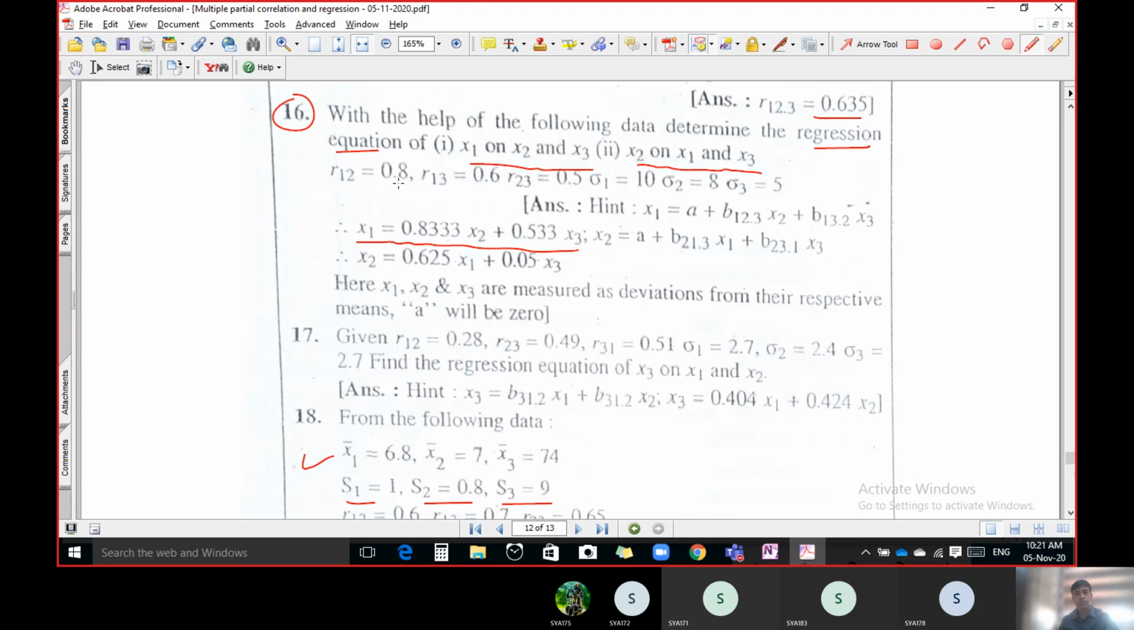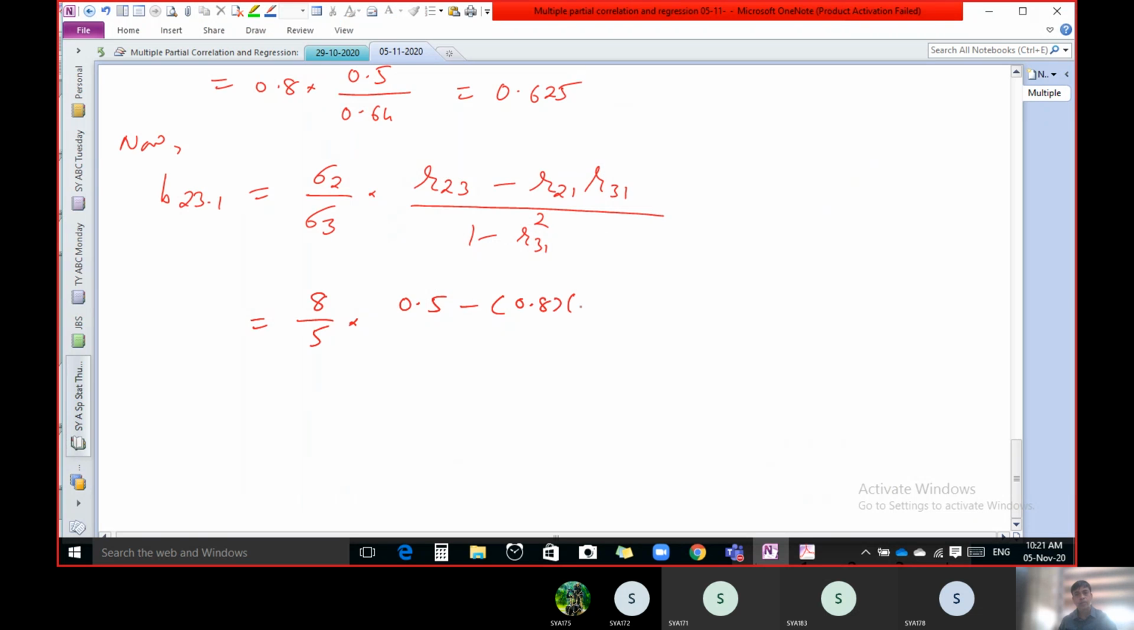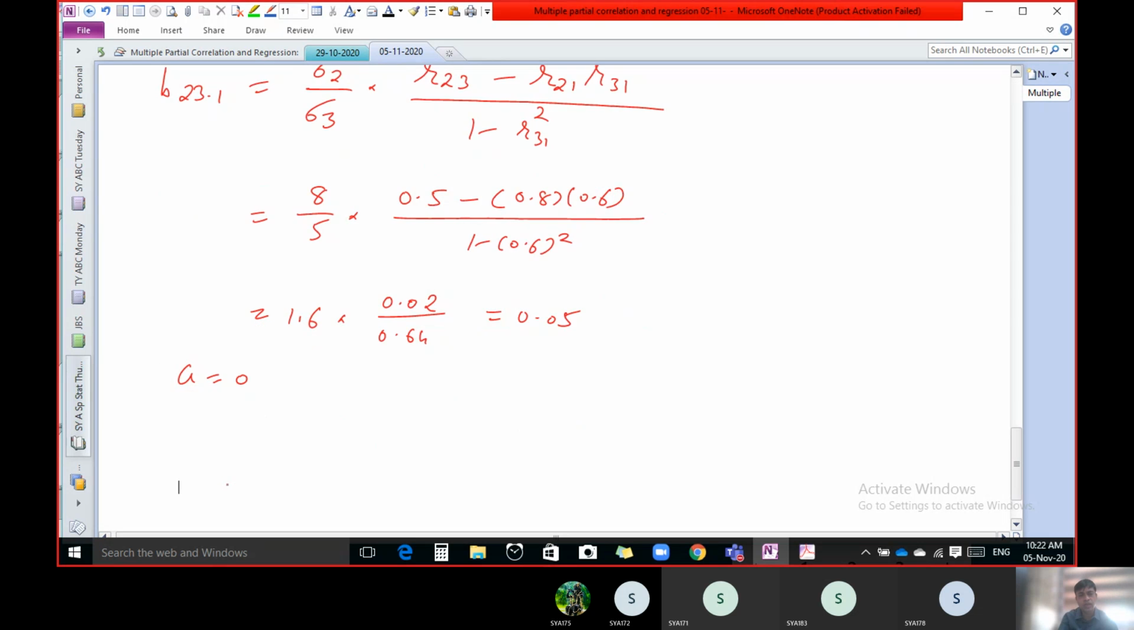r21 or r12 is the same, 0.8, and r31 is 0.6; r13 and r31 are the same. So it is 1.6 into 0.5 minus 0.48, which is 0.02, upon 1 minus 0.36, which is 0.64. Do the calculation: 0.05. So now we have the values of b21.3 and b23.1, and here a is 0 because x1 bar, x2 bar and x3 bar are 0.